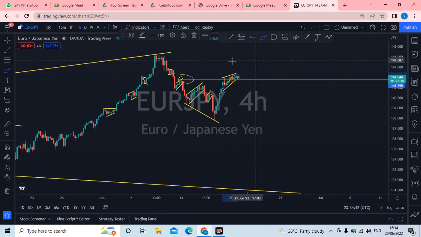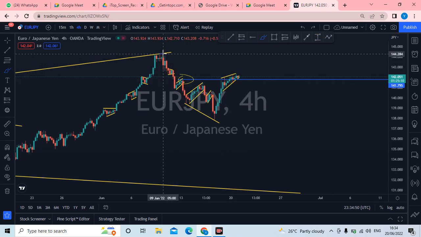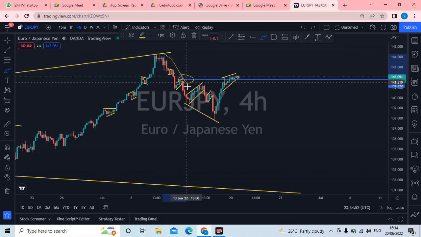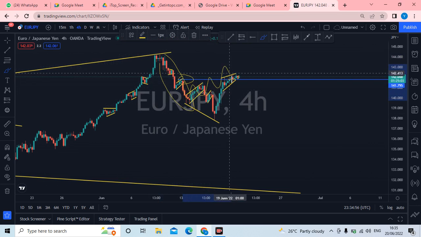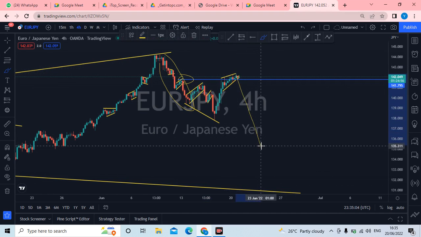Okay, so does this change the direction or does it change anything? Okay, so you can see here 80% of the move is impulsive. So this little corrective phase will not change anything. So we are looking at more move toward the downside.